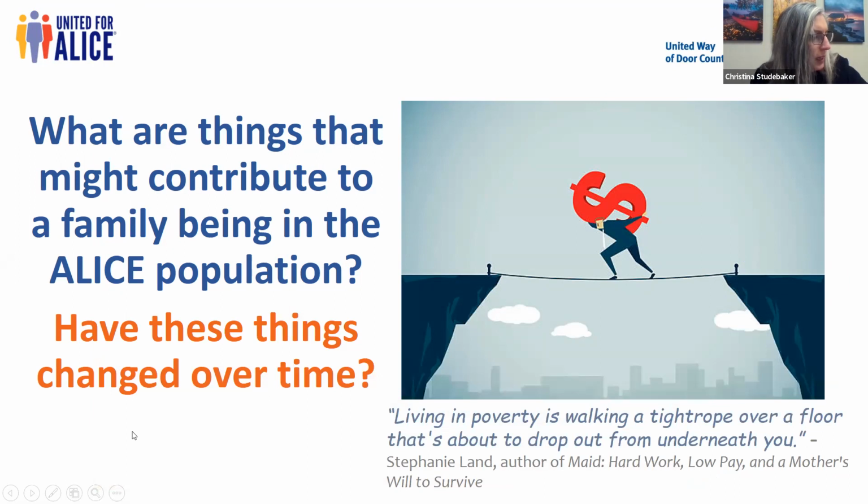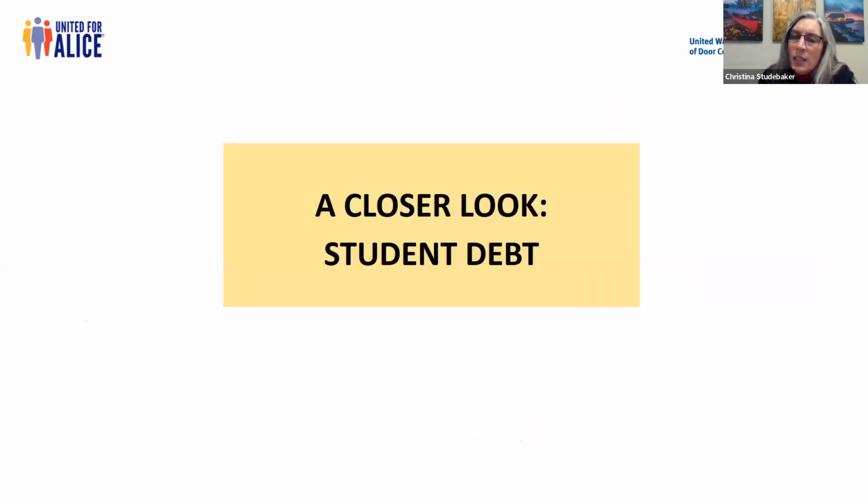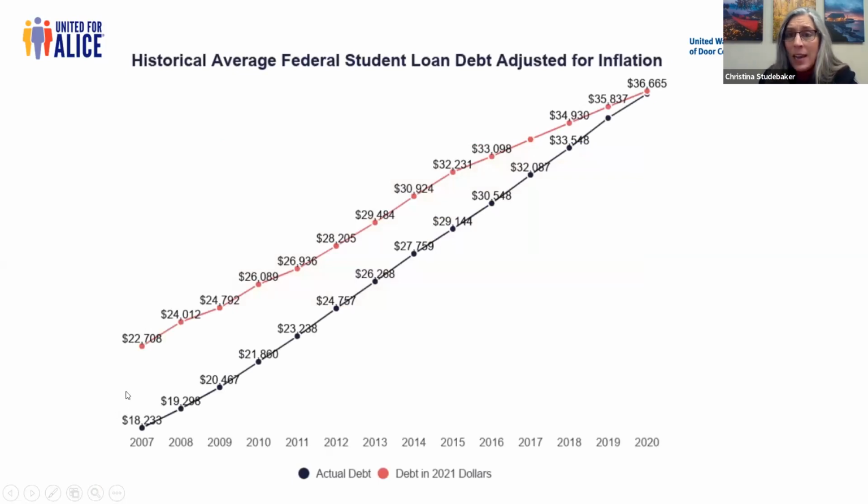So then, to take a look at some more specific categories about how things have changed over time and how it's impacting Alice households, we looked at student debt, which is really interesting because student debt is not one of those categories that is included in the Alice survival or stability budget, but a lot of people have student debt. And when you take a closer look, you see the impact here. This is national information, not Door County specific, and you've got actual debt in black and then corrected for inflation in red. So you see, even when you account for inflation between 2007 and 2020, the increase is significant.